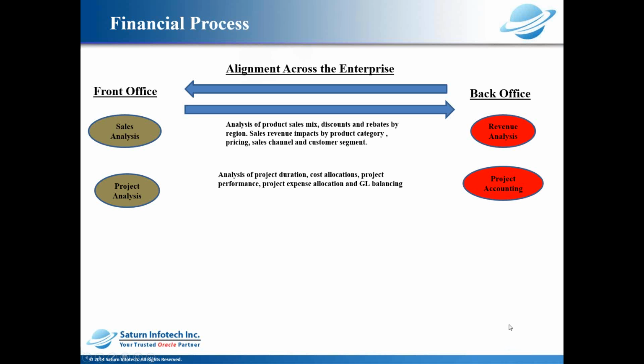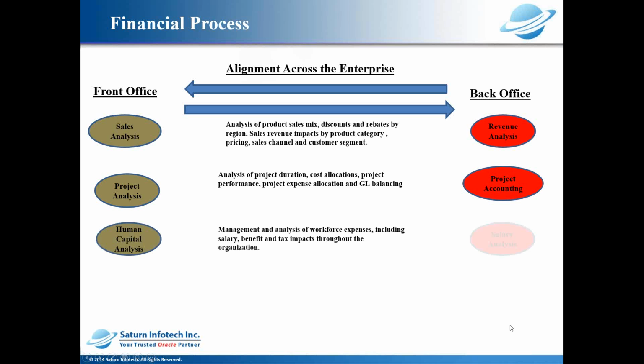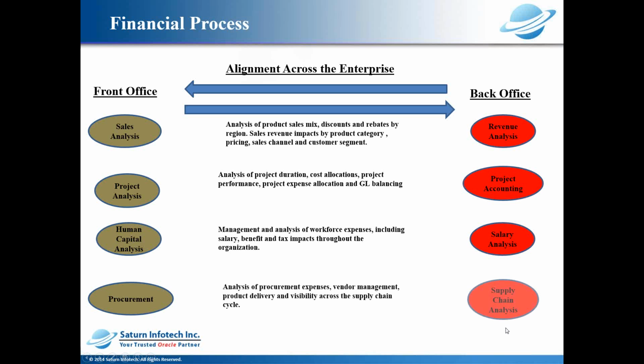Human resource analysis, which is basically your human resource capital, management analysis, workforce expenses, salary, benefit, tax, impacts of the organization. This can be done in the back office by analyzing all your salary expense, bonus expense throughout the various entities in your organization. Procurement, the analysis of all your expenses, vendor management, product delivery, visibility across all supply chain. That back ends into your supply chain analytics.